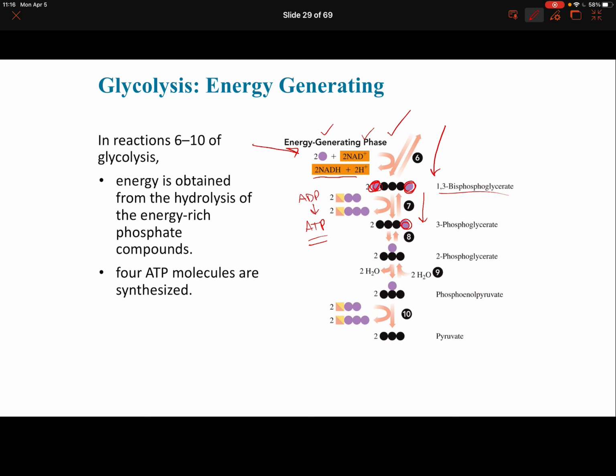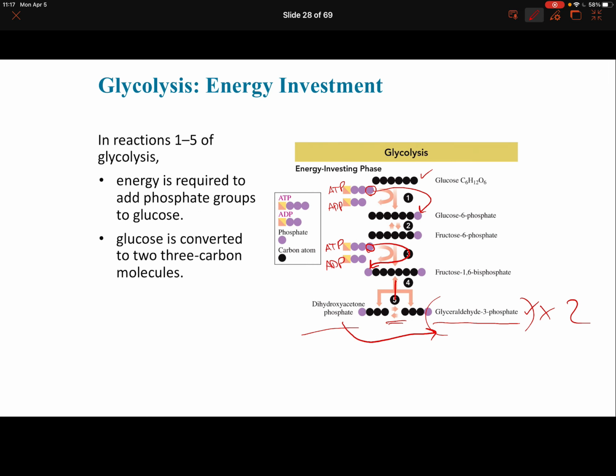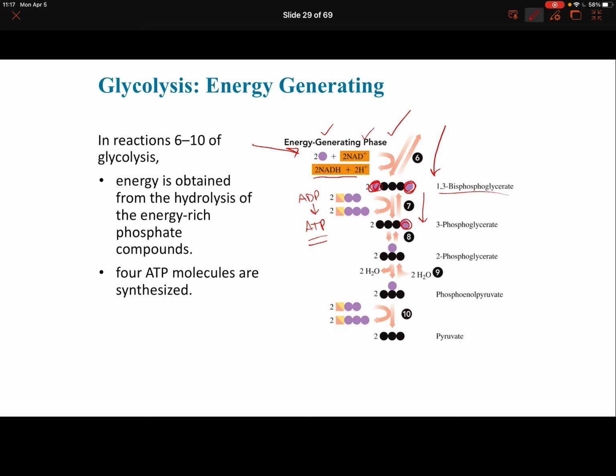And if you remember, let's go back real quick. We only spent two ATPs to make this happen. So we're two in. And in this step, we just got two back out. This was two ADPs into two ATPs. So now we're even.